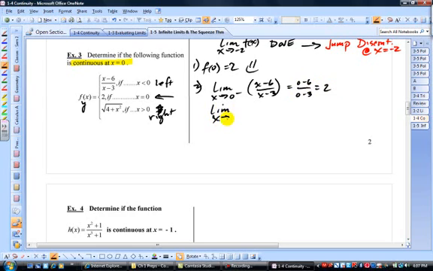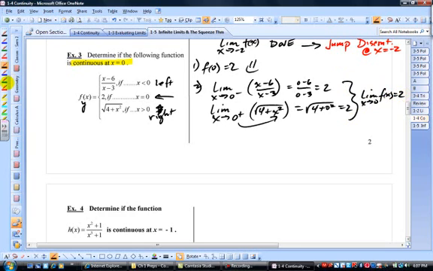And now we want to figure out the right-hand limit as we approach 0. That means we need to evaluate the root function. Do that by direct substitution, and that's going to be equal to the square root of 4 plus 0 squared. And that's 2. Notice those limits are the same, which means the limit of the function is 2 as you approach 0.